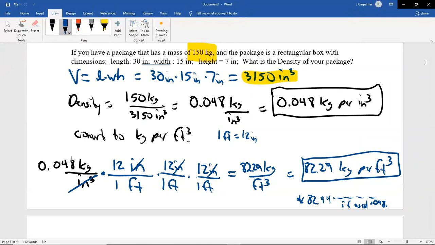And if that answer needs to be used later, maybe go back and use the non-rounded version of it so you don't have these error propagations. That means error just progressing through the problem and getting worse and worse and worse, generally speaking.